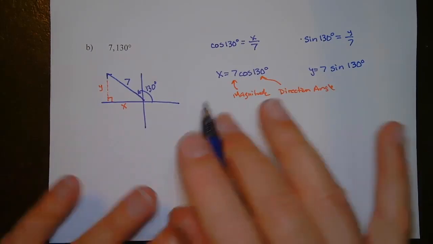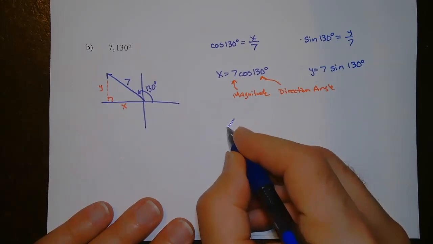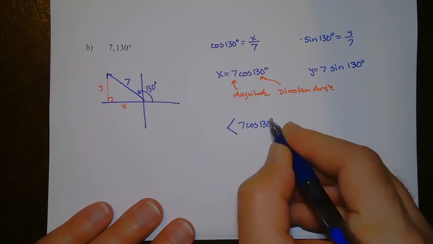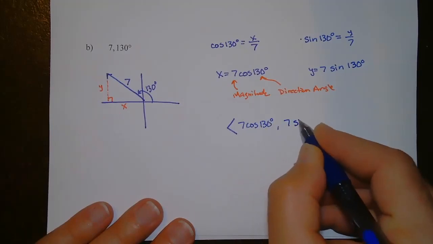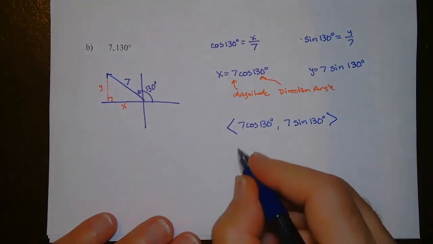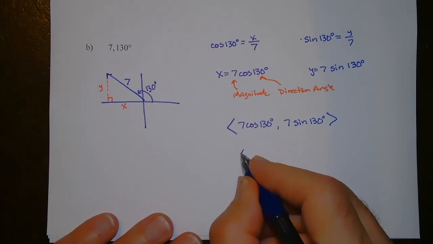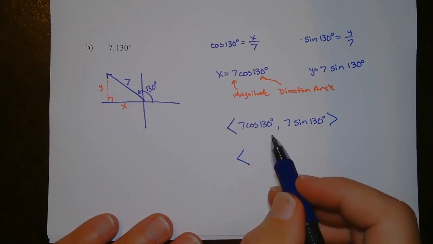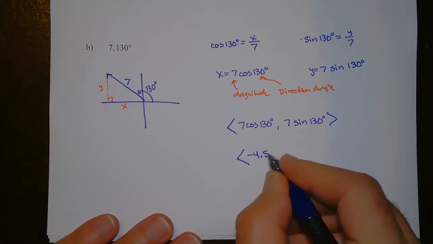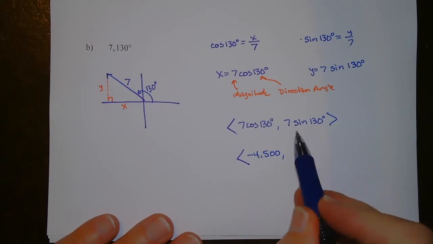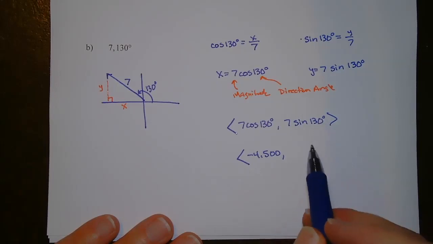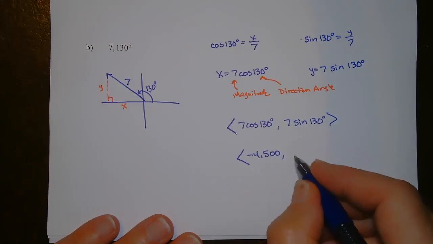All right, so the exact answer to this would be the vector 7 cosine of 130 degrees, comma, 7 sine of 130 degrees. To get an approximation of that, we could put this in our calculator. If we put 7 times cosine of 130 degrees, we would get negative 4.500. And if we put 7 times sine of 130 degrees, you would need to make sure that you're in degree mode, or you use the degree symbol to put in here. Then this would be 5.362.